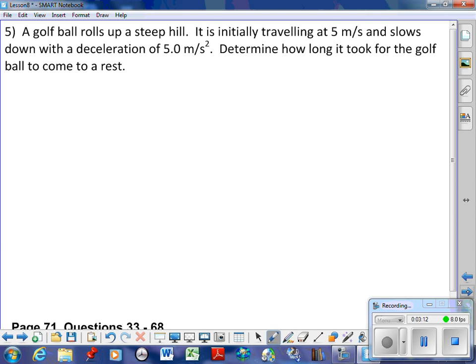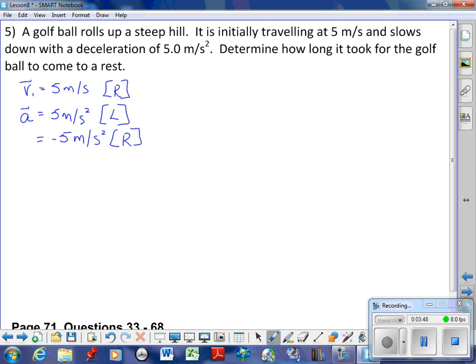Final example. A golf ball is rolling up a steep hill. It's initially traveling at 5 meters per second, so initially V1 would be 5 meters per second, and we'll say it's going to the right. It slows down with a deceleration of 5 meters per second squared. So that means my acceleration, it's decelerating, so 5 meters per second squared to the left. It's slowing down, so we want to enter it in as a negative number.